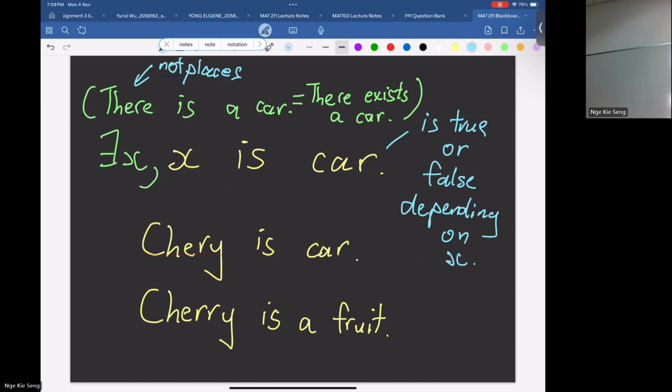Why? There is what? That's a kind of word. Can you give me an example? In the parking lot. I also give one example, right? Chery. Okay, good.